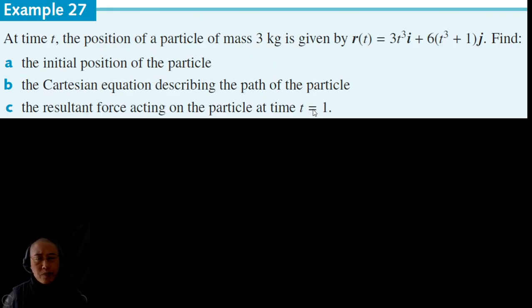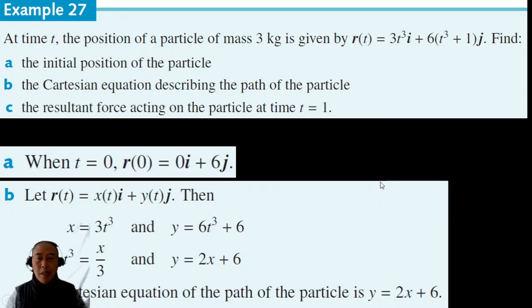Alright, last example, probably a little bit more straightforward. You have your position vector given here, you have the mass of the particle, and you need to find the initial position, the Cartesian equation, and then the resultant force at a given time. For the initial position, we just substitute t equals 0. To find the Cartesian equation, we identify your x and y, which we have. They both have a t cubed. So we rearrange the first equation for t cubed and substitute into here, which gives us an equation of a straight line. As for domain and range, x is a cubic, so the domain is R and the range is going to be R as well, so it's going to be a complete straight line.